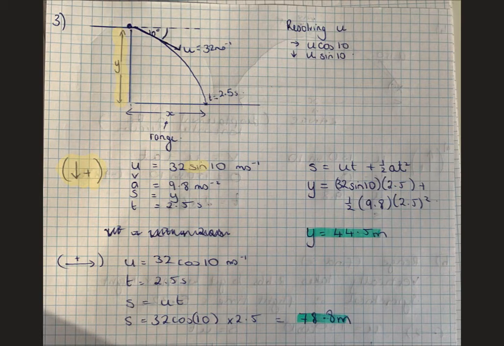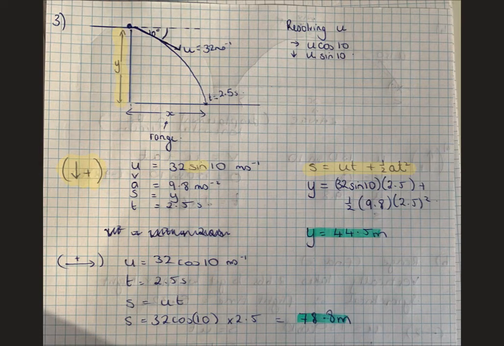The distance we're trying to find is y, and we're told that it takes 2.5 seconds to reach the ground. So all you have to do then is substitute into s equals ut plus a half at squared, and your correct answer falls out.